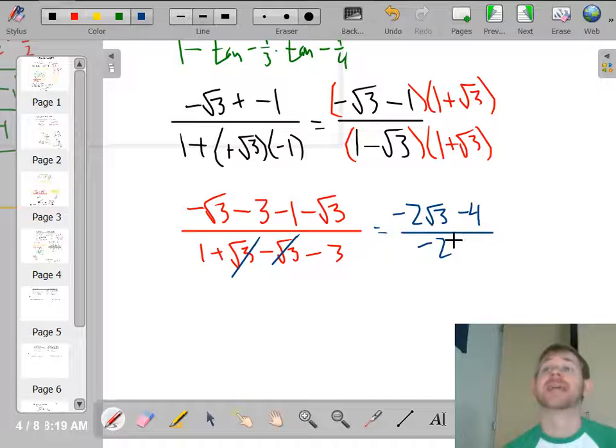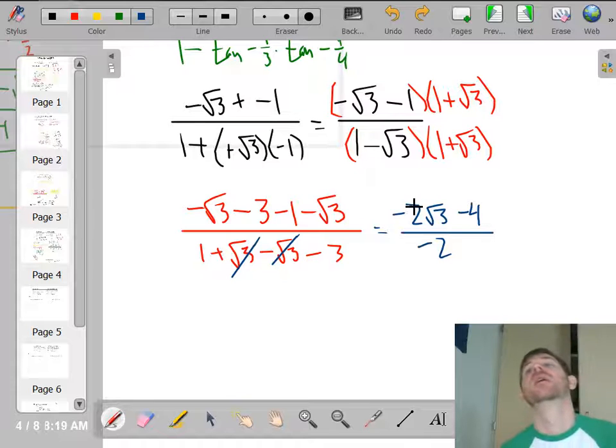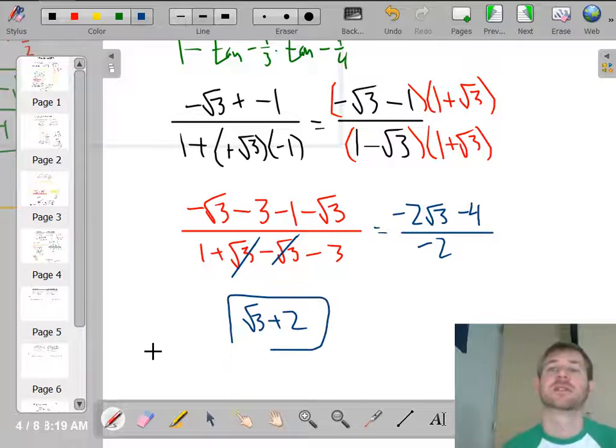Now I can take that negative 2 and I can distribute it. I mean, I am distributing, essentially I'm multiplying times 1/2. I'm going to take everything divided by negative 2. So negative 2 divided by negative 2 is positive 1 radical 3. So 1 radical 3, I'll just write radical 3. And negative 4 divided by negative 2 is positive 2. So the final answer is radical 3 plus radical 2.